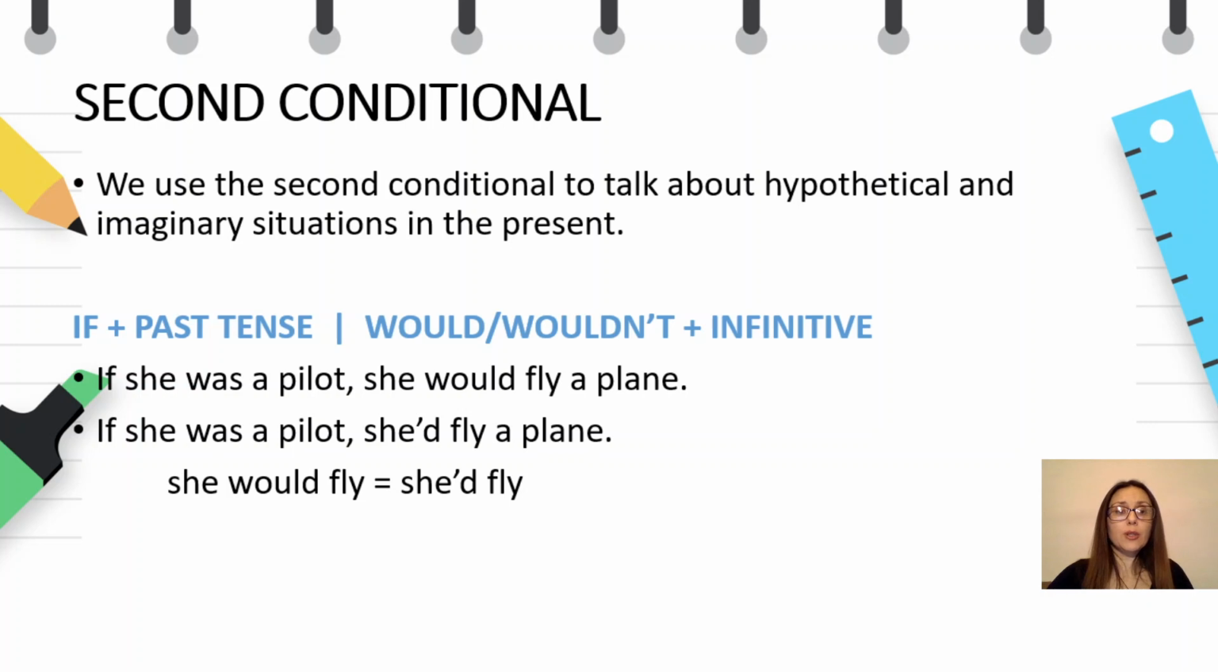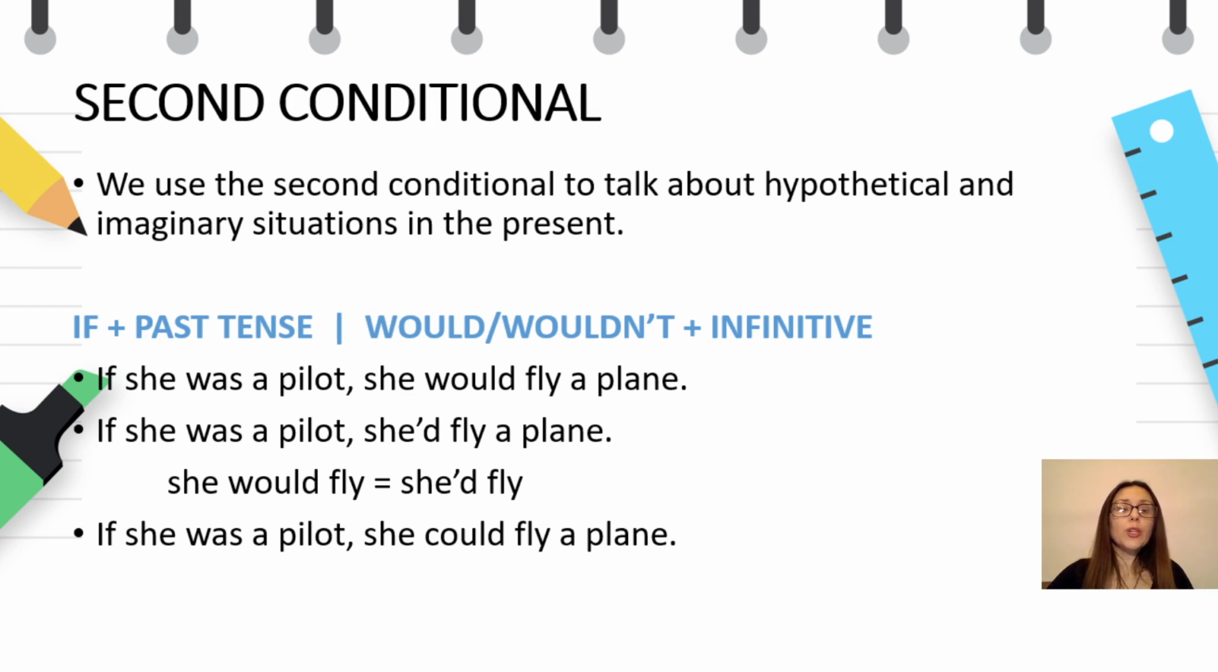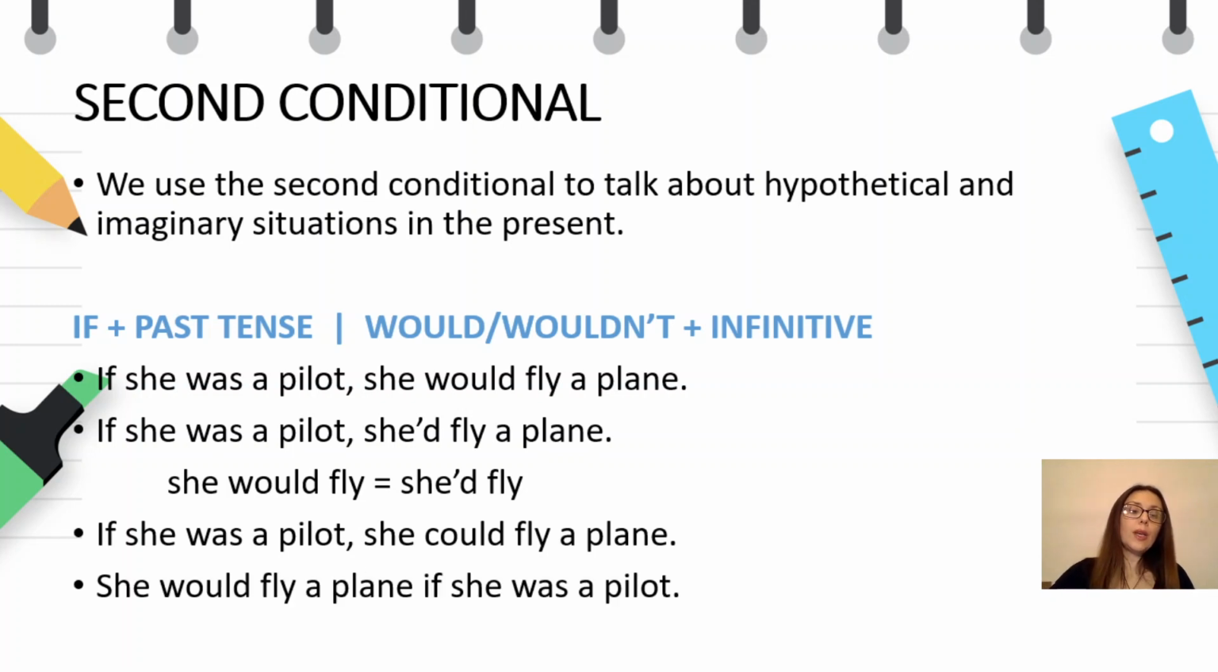Sometimes we can use contractions, so instead of she would fly, we can say she'd fly. Also, we can use other modal verbs instead of would and say, if she was a pilot, she could fly a plane. The if clause can come at the beginning of the sentence, but remember, you need to use a comma at the end of this clause, or it can come at the end of the sentence, and in this case, we do not need a comma.